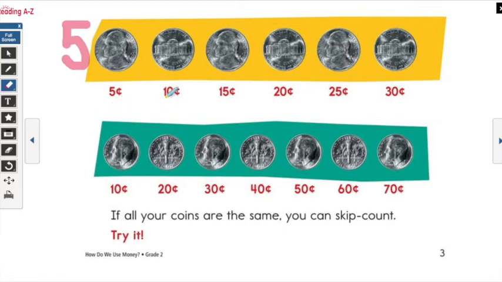A nickel is worth 5 cents, so we can count by fives. 5, 10, 15, 20, 25, 30. 30 cents total. Here we have dimes. A dime is worth 10 cents. So when we're counting our dimes, we'll count by 10. 10, 20, 30, 40, 50, 60, 70.